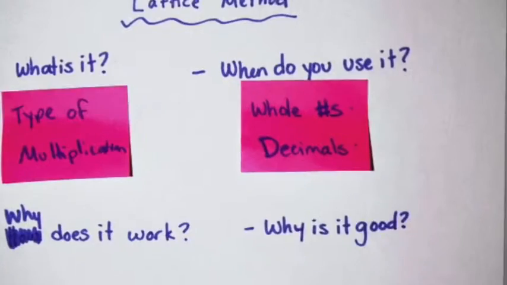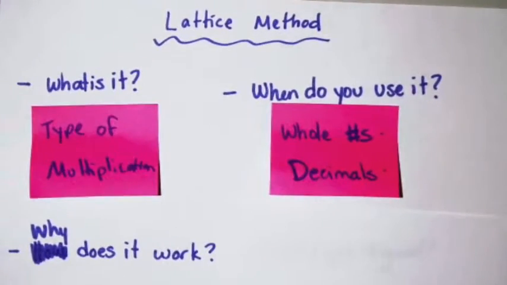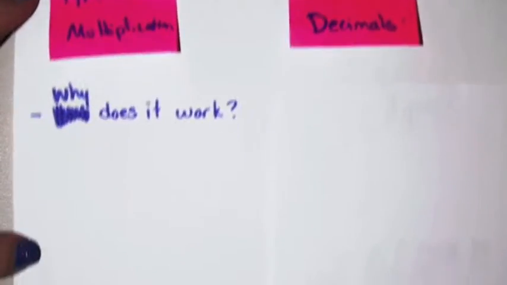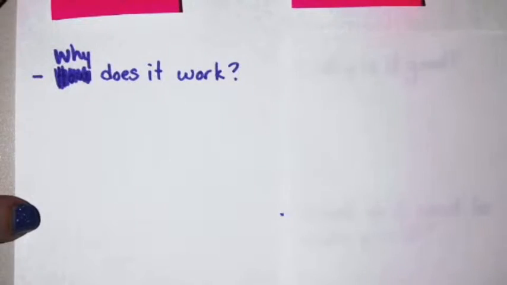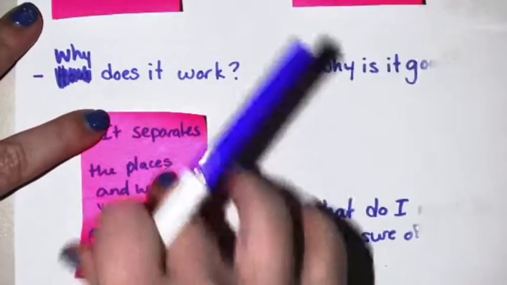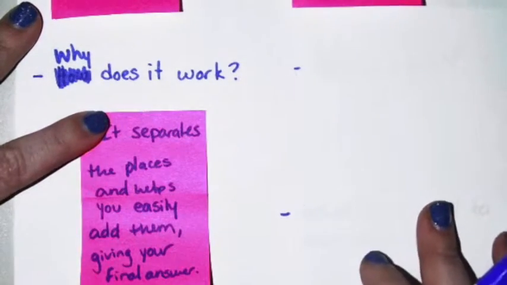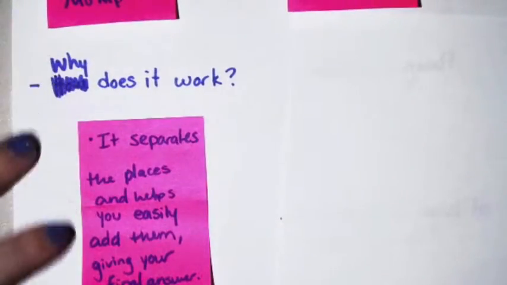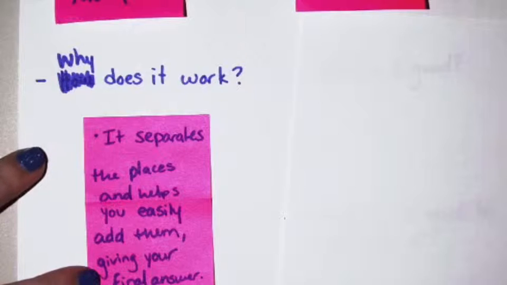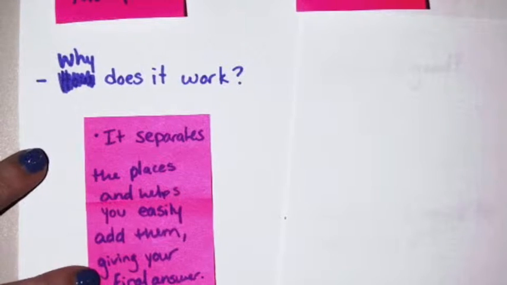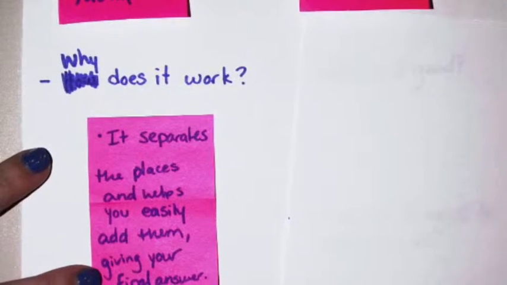So why does the lattice method work? Well, what it does is it separates the places, and it will help you easily add them, which will give you your final answer. So what we do every time we're using the lattice method is we find our ones place, then we find our tens place, and our hundreds place, and so on and so forth. So it's easier for us to get the answer more quickly and more accurately.